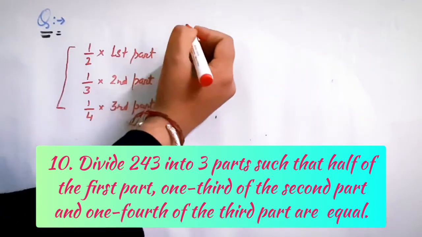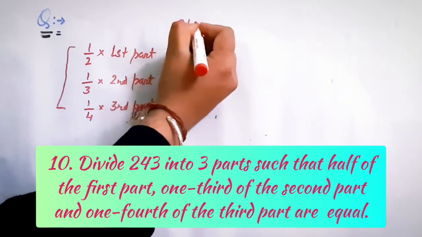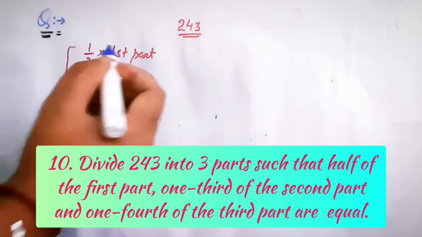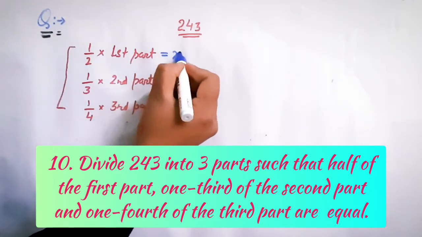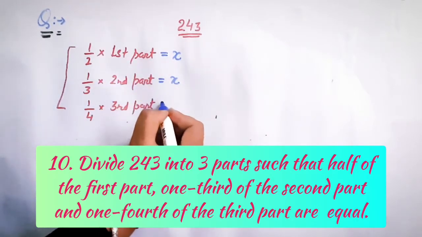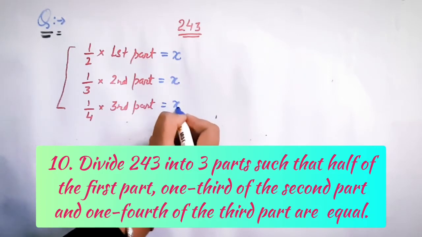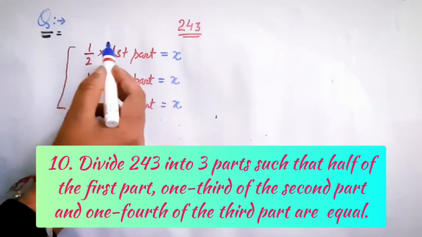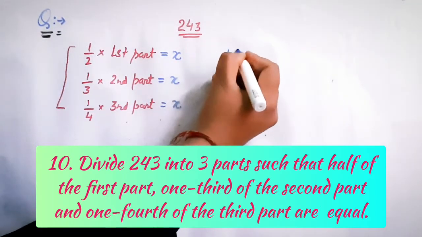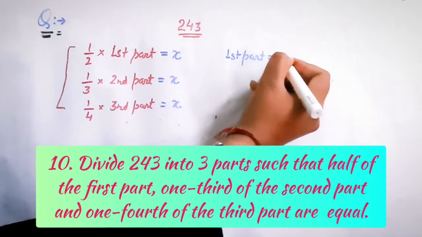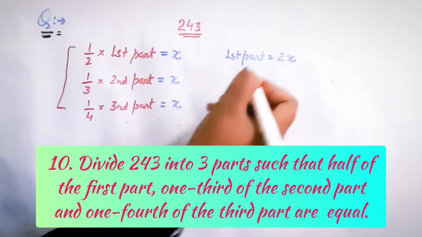We have to divide 243 into 3 parts. If these three are equal, let all three be equal to x. Half of the first part is x, 1/3 of the second part is x, and 1/4 of the third part is also x. Now what will come? Take 2 to the right side. 1 into first part will be first part as it is. Take 2 to the right side, it will go in multiplication. So the first part is 2x.